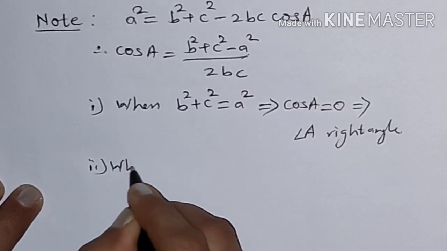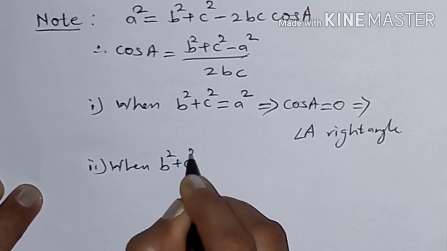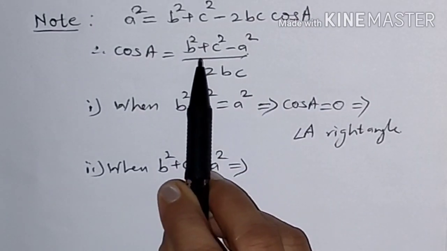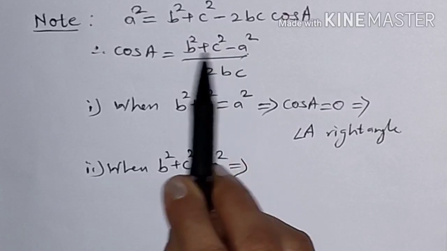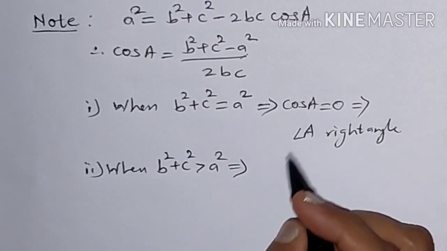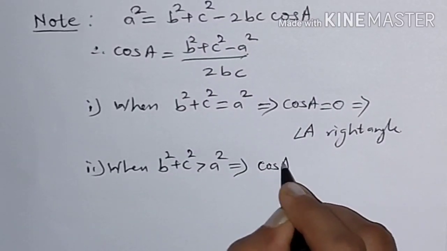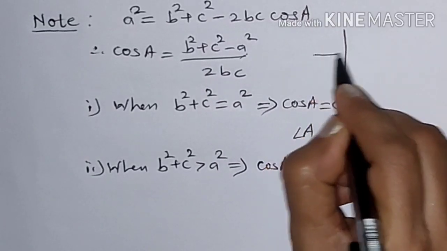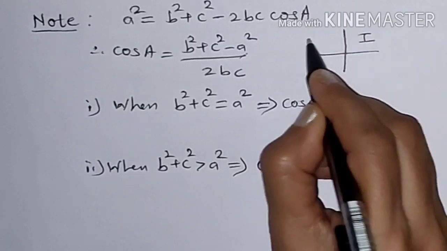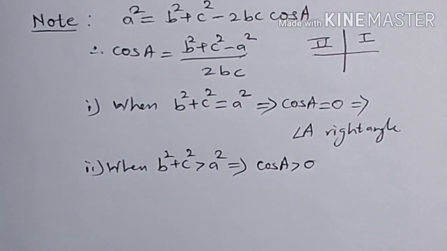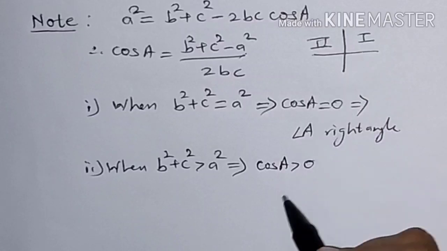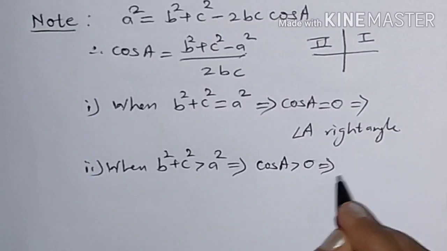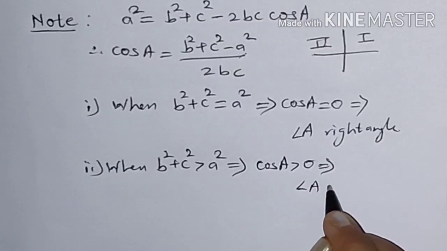Case 2, when b square plus c square is greater than a square. Greater than a square means b square plus c square minus a square is positive, therefore this ratio is positive. So we can say cos A is positive. Now A, B, C are angles of a triangle, so they can be either in the first quadrant or in the second quadrant. In the first quadrant cos is positive, so cos A positive implies angle A is in the first quadrant. That means angle A is an acute angle.